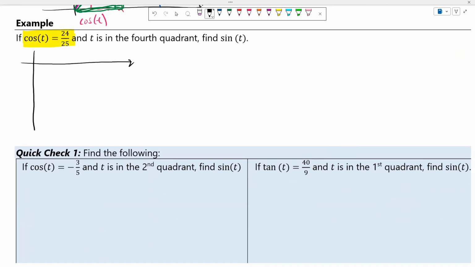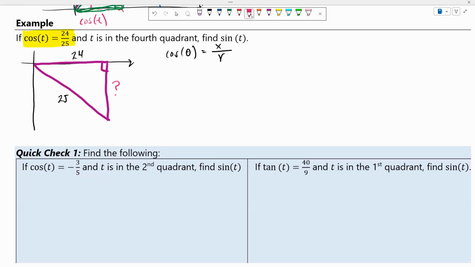Cosine of some angle theta is the x divided by the radius, right? So we're saying that our triangle is this. Our radius is going to be 25, so we know that this is going to be 25. Our x portion is going to be 24. We need to find this.